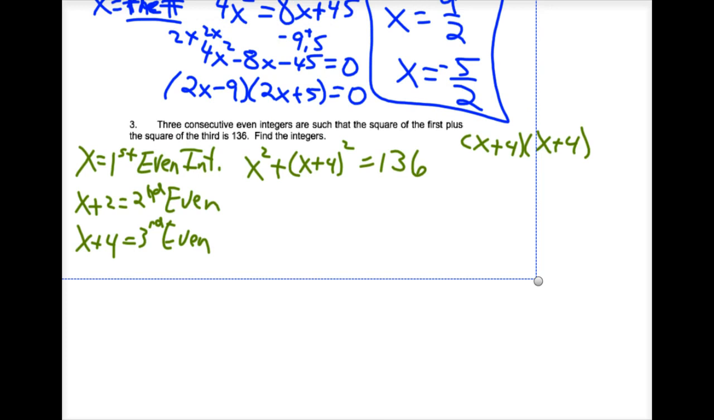X squared plus x squared plus 8x plus 16 equals 136. Believe it or not, guys, that's x plus 4 quantity squared, which makes x squared plus 8x plus 16. Now move your 136 over.